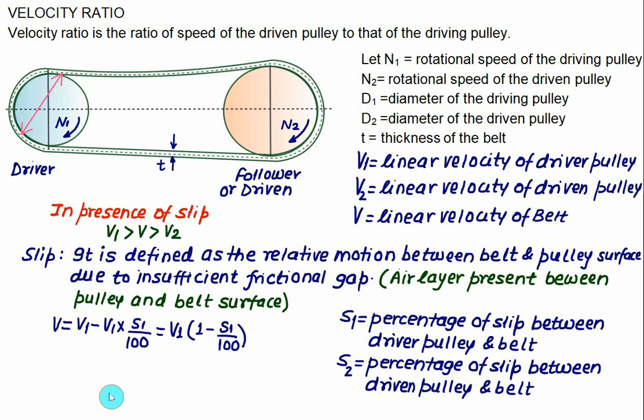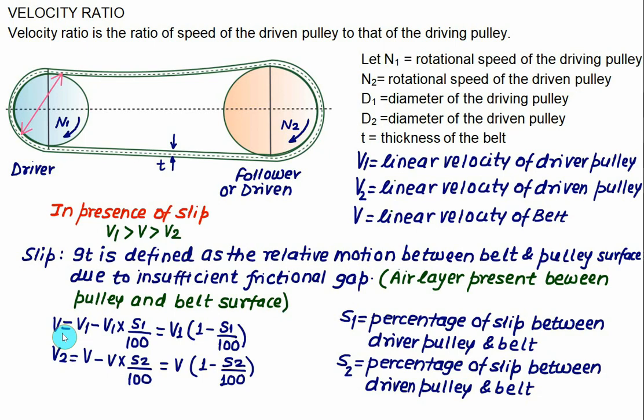Suppose S2 represents the percentage of slip between the driven pulley and the belt. Since the velocity V2, that is the linear velocity of the driven pulley, will be less than the velocity of the belt, we have V2 is equal to V minus V multiplied by S2 divided by 100, which is the same as V into (1 minus S2 by 100).